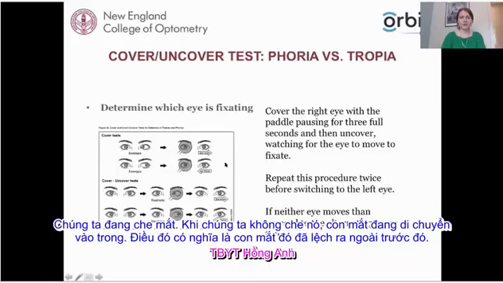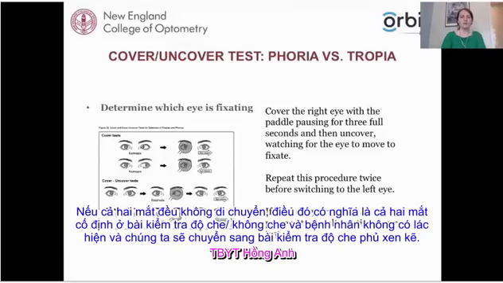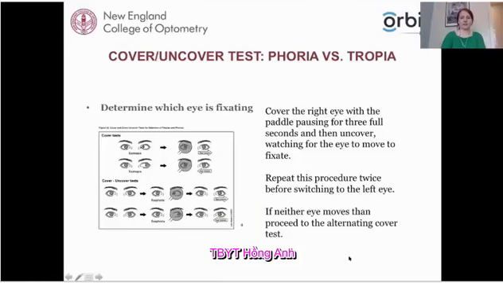This takes quite a bit of practice. Just watch which eye is moving out. If neither eye moves, that means both eyes are fixating on the cover-uncover test, and the patient does not have a tropia, and we're going to move to the alternating cover test.